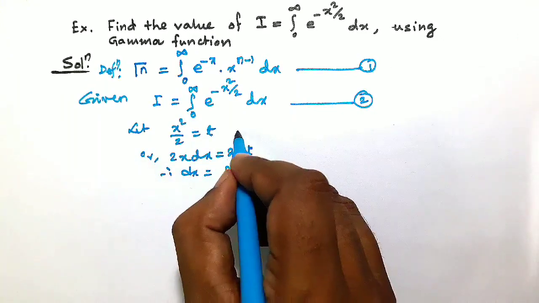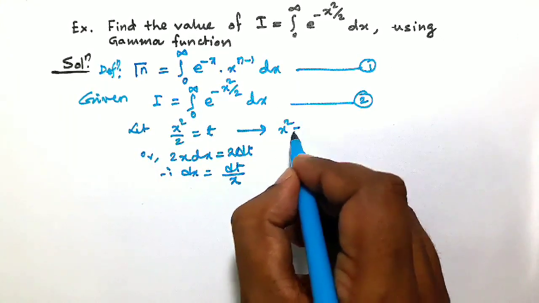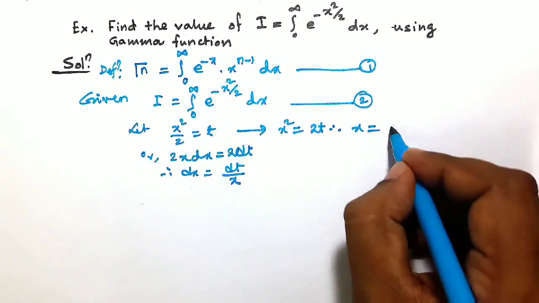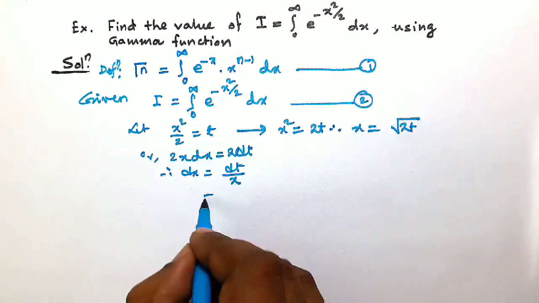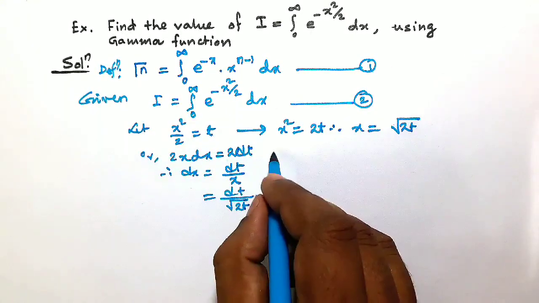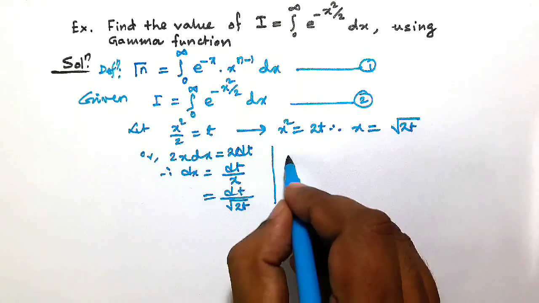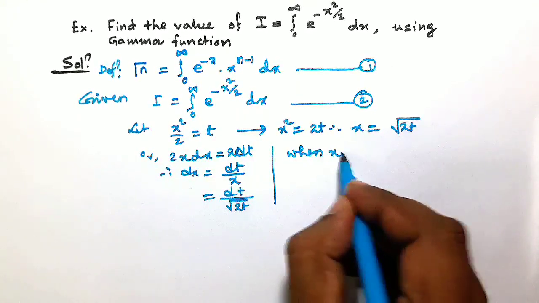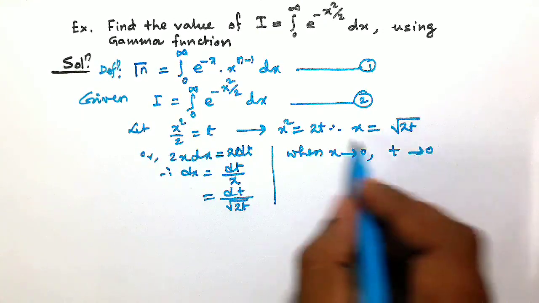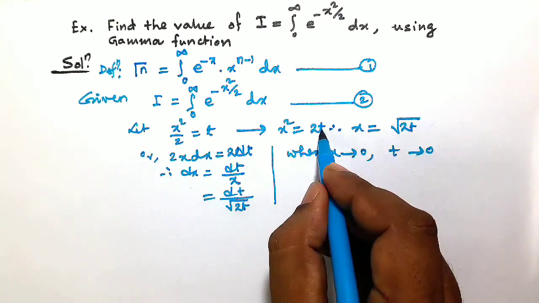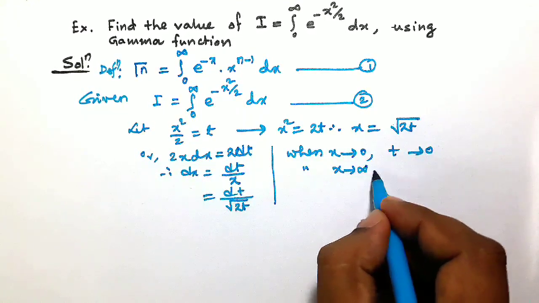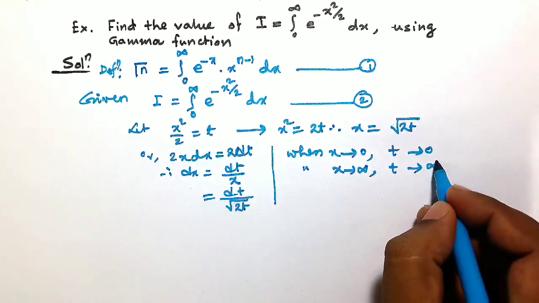What is x? Here x square is equal to 2t. Therefore x is equal to root over 2t. So we can replace this x by root over 2t. Now friends, we have to change the limits. When x tends to 0, then obviously t tends to 0, isn't it? So when x tends to infinity, then t is tending to infinity.